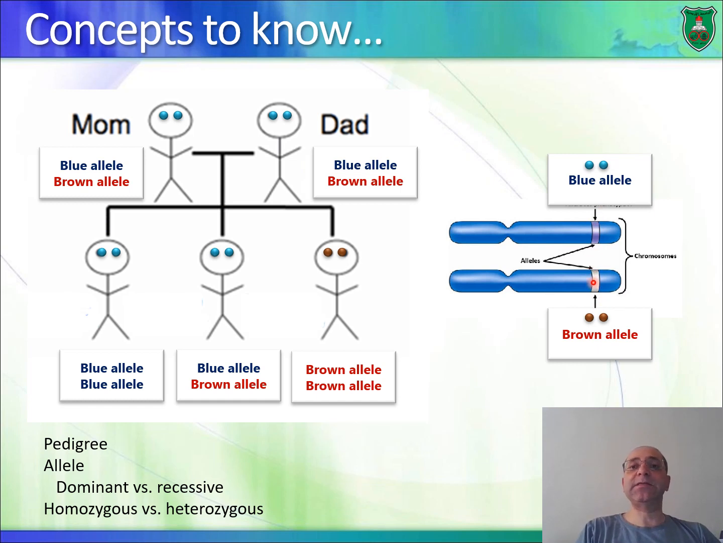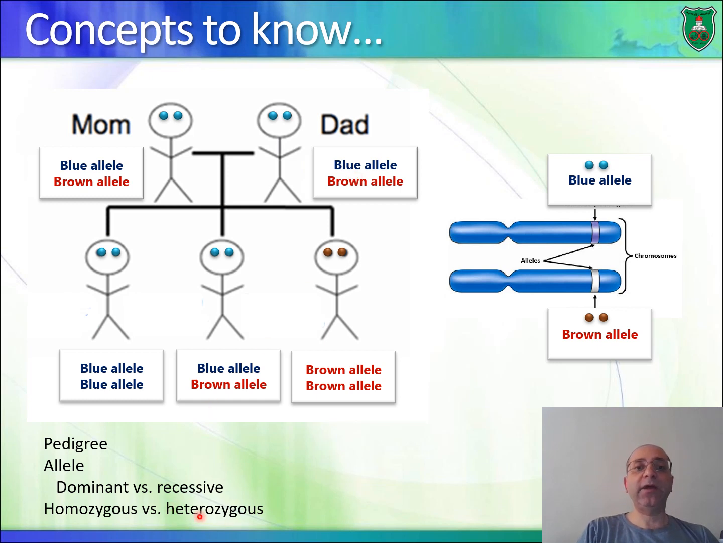Now there are different alleles for the eye color gene, or different forms of the eye color gene. We have the blue allele, the brown allele, the black allele, the green allele, and so on. There are so many variants of genes, and these variants are alleles. Let's say that mom has the blue allele of the eye color gene, the blue form, and the brown form. Dad also has the blue allele and the brown allele. So this means that both mom and dad are heterozygous.